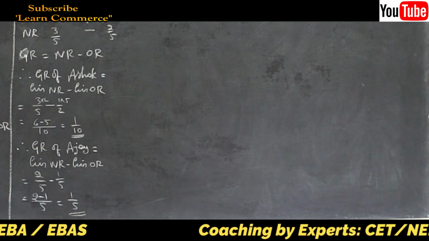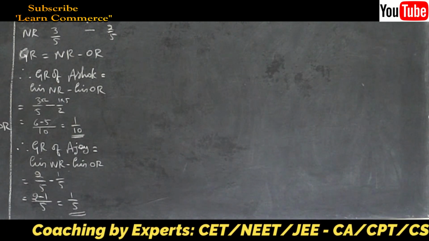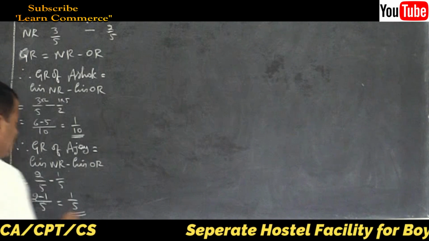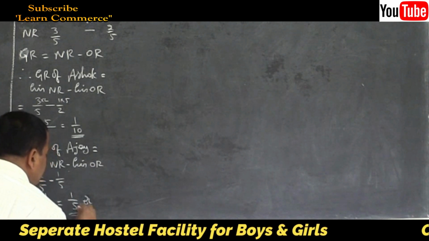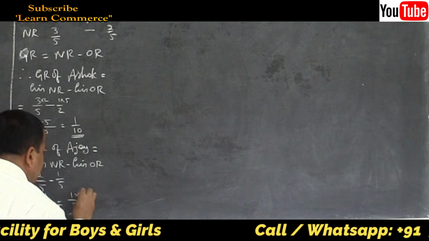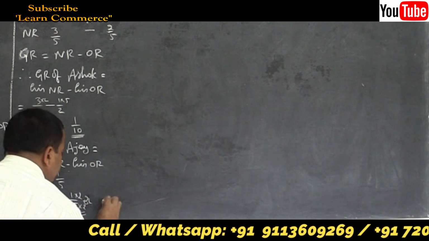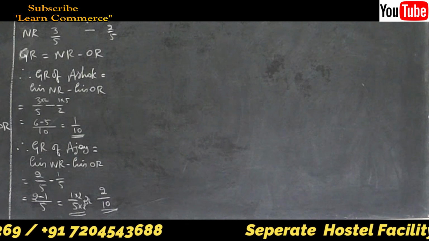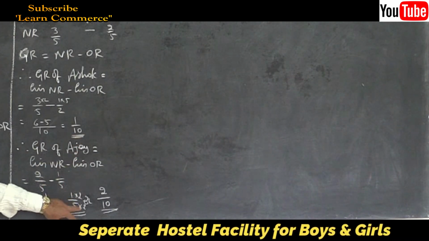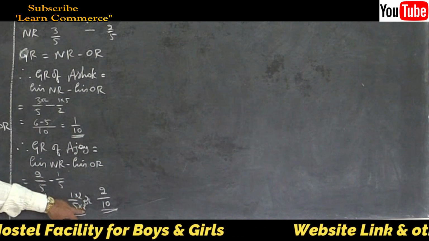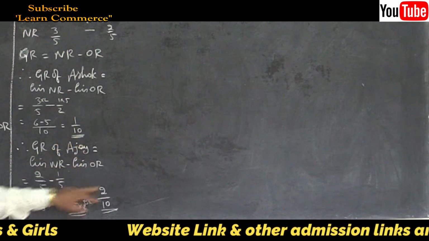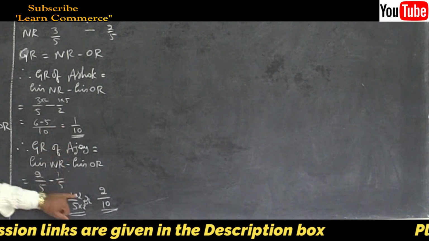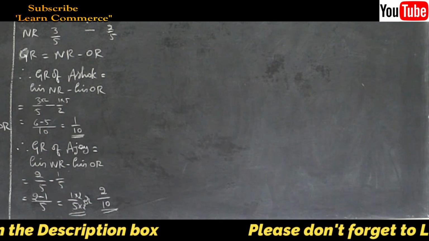Now, this denominator is 10 and this denominator is 5. What do we have to do? Multiply this by 2 and make it as 10. So 2 by 10. Why have I multiplied by 2? Just to make the denominators equal, otherwise it is not possible to compare, right? So 1 by 10 is to 2 by 10, that is the answer.